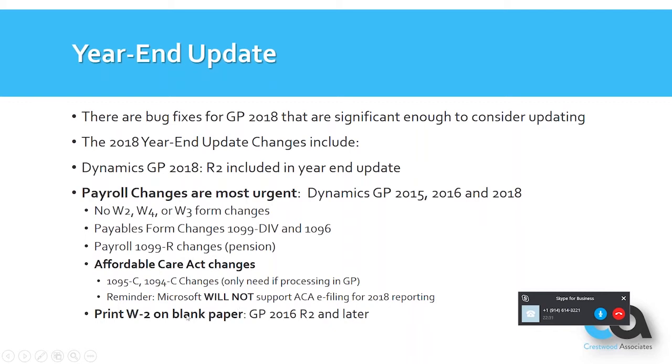And then there's a note on here that it does not support e-filing for ACA. So you would have to actually print out those forms, or if you want to do that in the future, let your CAM know, because there are some third-party products out there that can help you with that. But the base GP does not allow the e-filing for ACA.